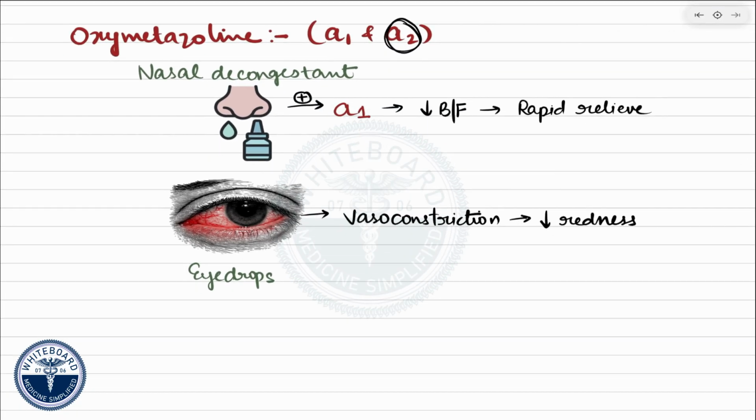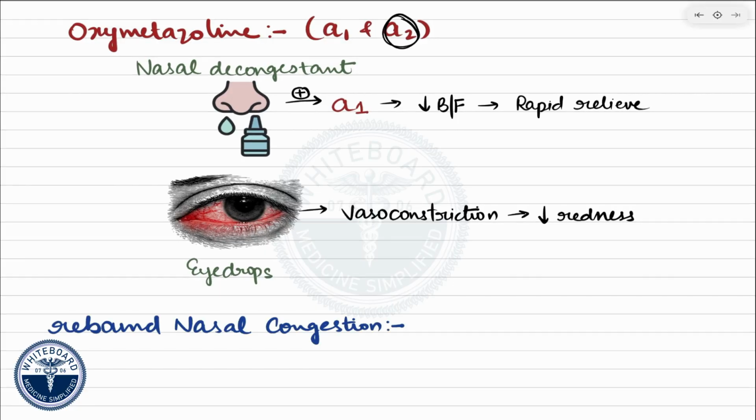Finally, one of the most important adverse effects to remember is rebound nasal congestion, also known as rhinitis medicamentosa. Suppose a patient uses oxymetazoline for several days. Initially, vasoconstriction effectively relieves nasal congestion. However, with continuous use, the alpha adrenergic receptors become less responsive and the blood vessels lose their ability to maintain vasoconstriction. When the effect of the drug wears off, the blood vessels dilate excessively, producing even greater nasal congestion than before. The patient then uses the spray again for relief, creating a vicious cycle of repeated use and worsening congestion.